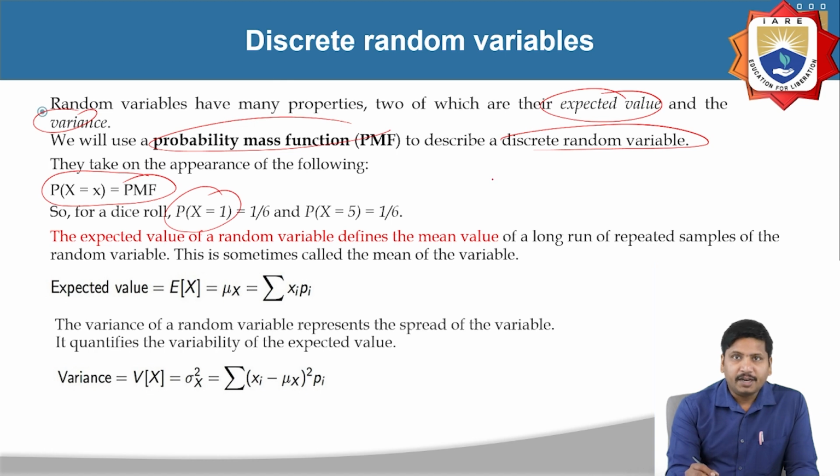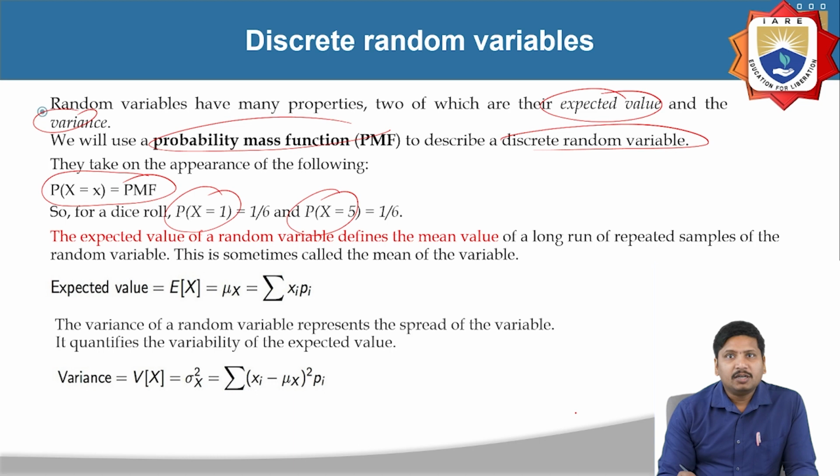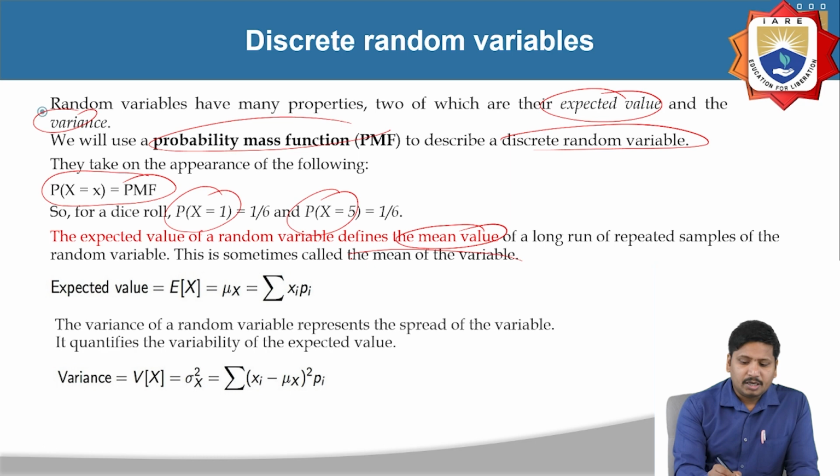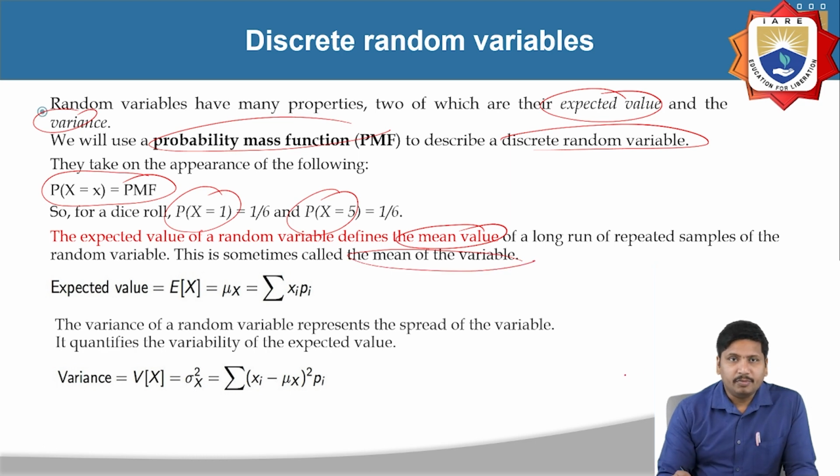So the probability of getting 1, and the probability of getting 5 is also the same. The expected value of the random variable defines the mean value for a long run of repeated examples of a random variable. Sometimes this can also be called the mean of the variable.